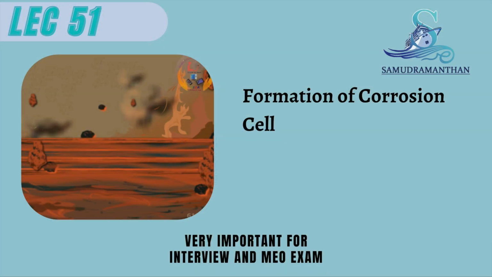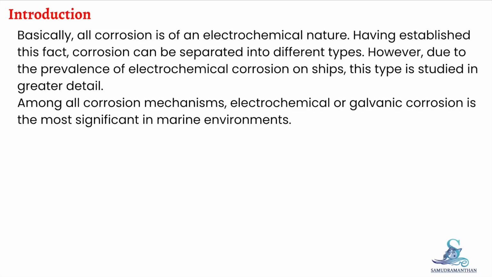Let us begin by recalling a fundamental fact. Basically, all corrosion is of an electrochemical nature. Once this is understood, corrosion can be separated into different types. However, because of the prevalence of electrochemical corrosion on ships, this type requires closer attention. Among all corrosion mechanisms, electrochemical or galvanic corrosion is the most significant in marine environments. It is this process that explains how corrosion actually starts and progresses on ship structures.